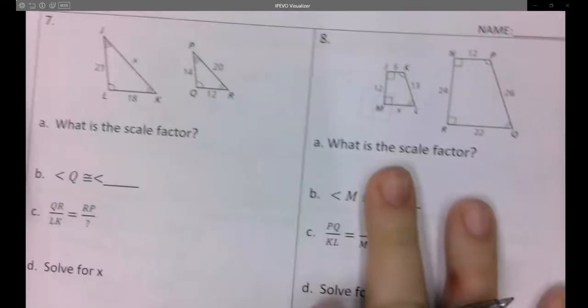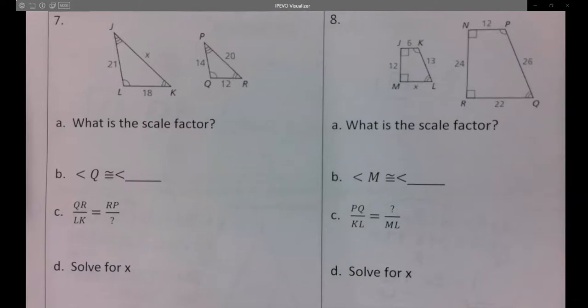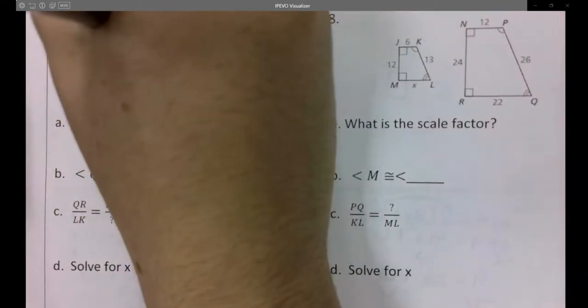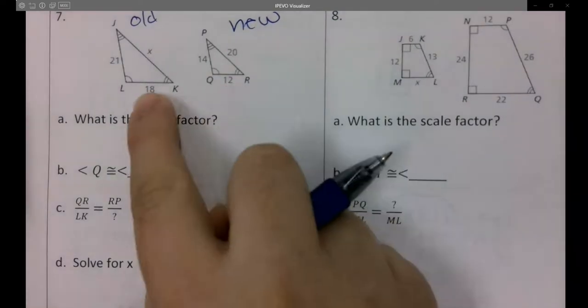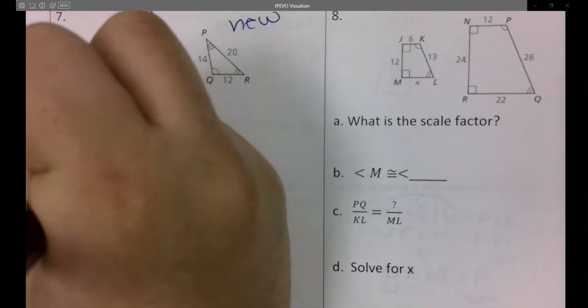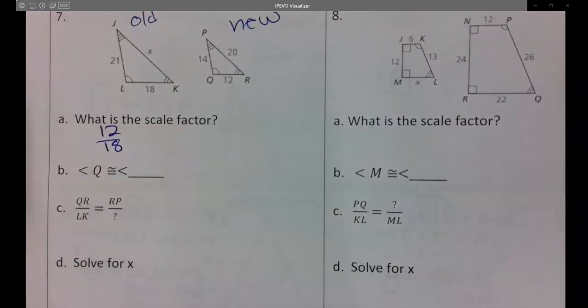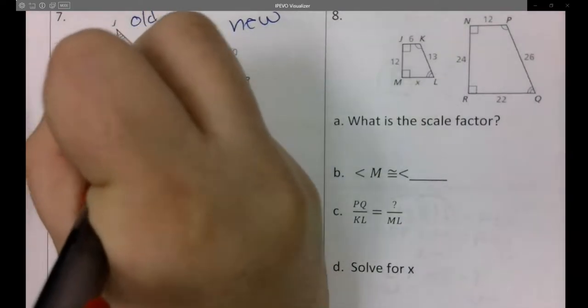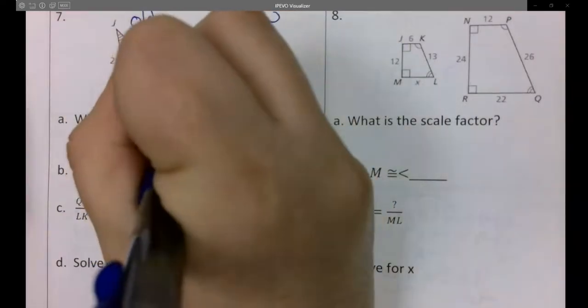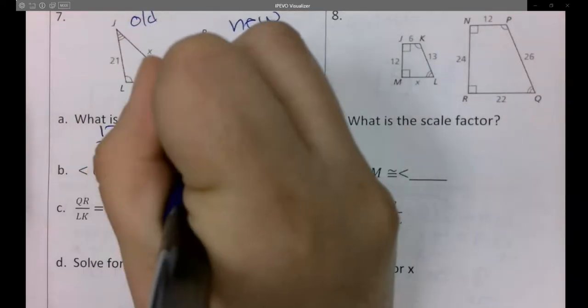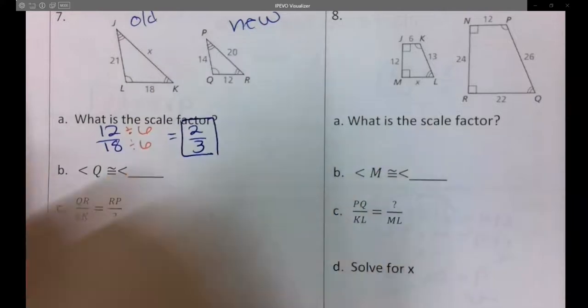7 and 8 are again doing the same thing. So this is my old, this is my new. I want to go ahead and find my scale factor. So I want to match up any side that doesn't have an x. So I'm going to do 12 and 18. Both of these are divisible by 6. So 12 divided by 6 gives me 2. 18 divided by 6 gives me 3.